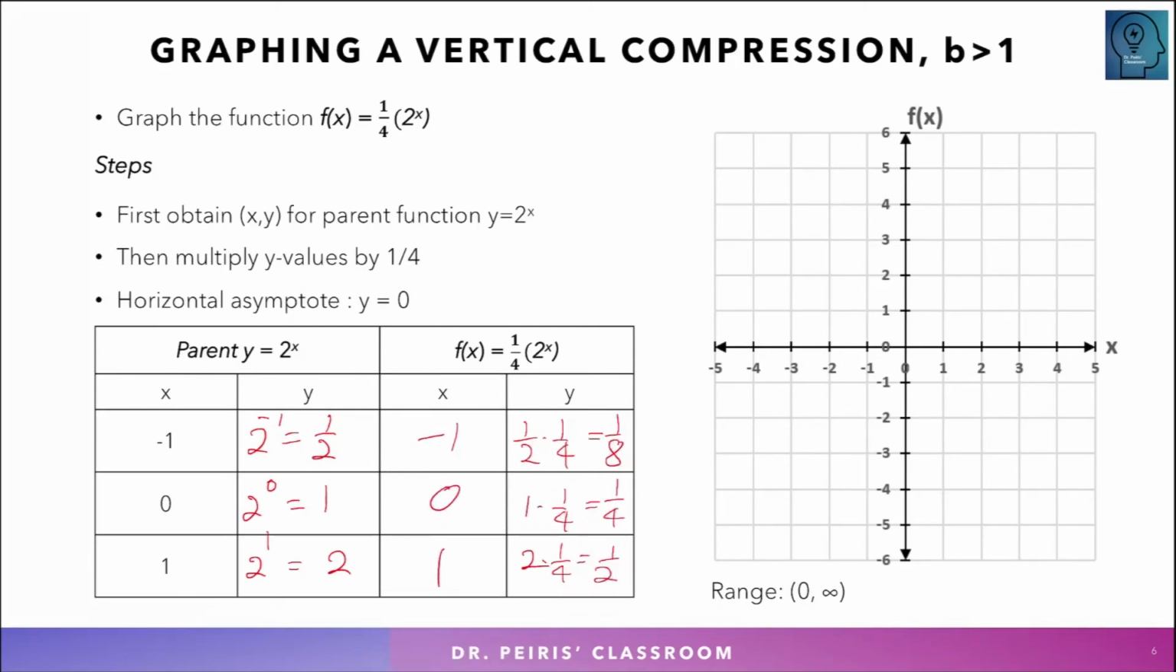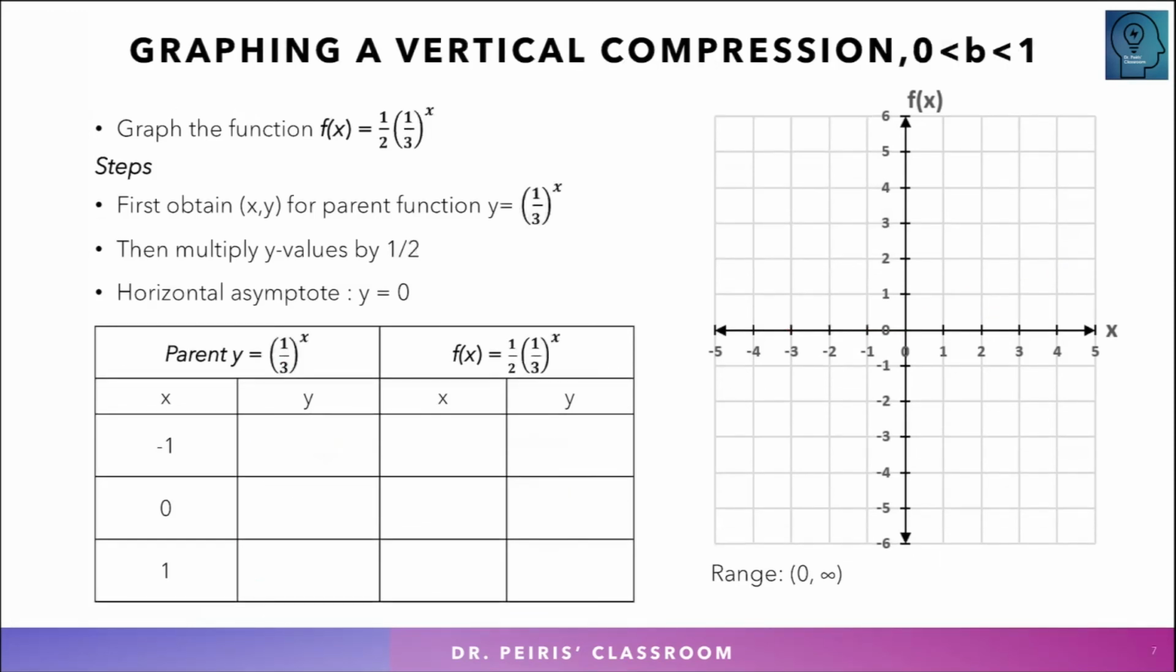Now let's put the points. -1, 1/8. So it has to be very close to 0. And the next one 0, 1/4. So still it is less than 1. Then 1, 1/2. So this is how the points look. All the points are less than 1. And then we connect these. So our horizontal asymptote is the same, y equals 0, and the range is 0 to infinity. So this is how we do the vertical compressions. It's the exact same procedure compared to the vertical stretch, but you will see that all the values are very small for the y coordinate.